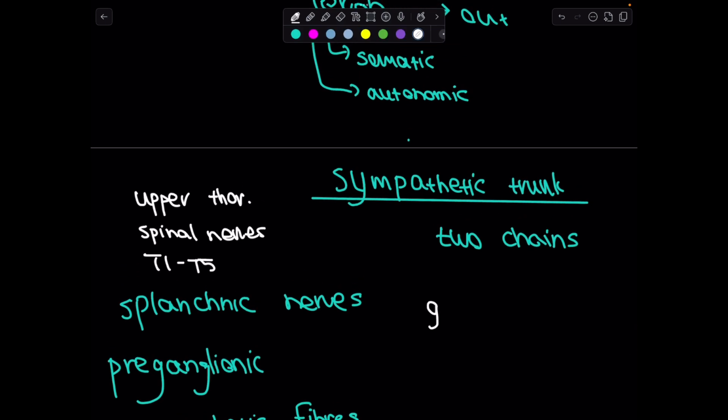Talk to me a bit about the greater splanchnic nerve, the lesser, the least. What is all this? Where do they get the name from, too?